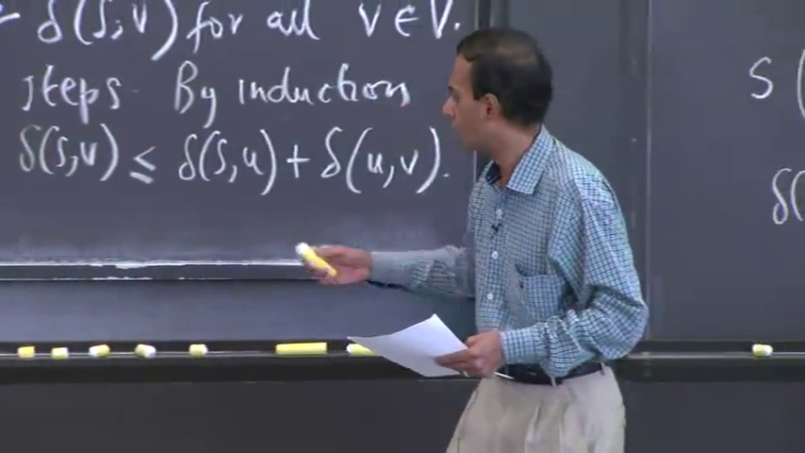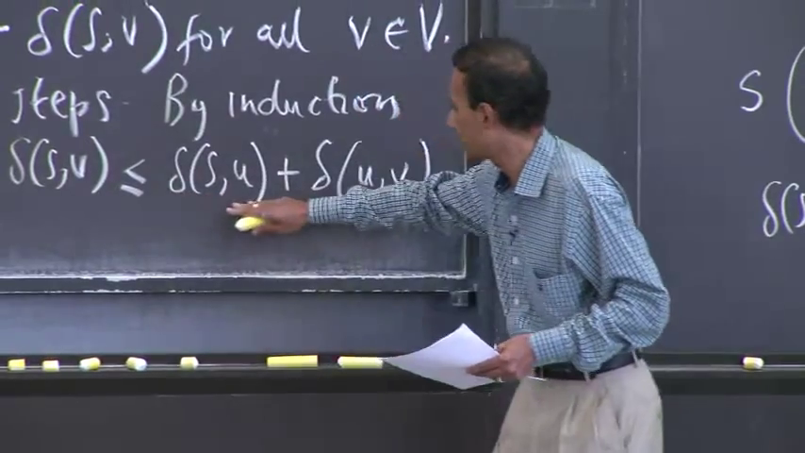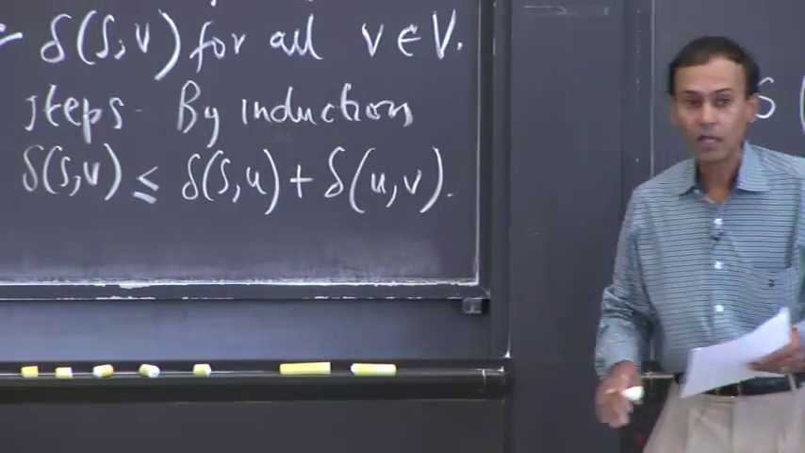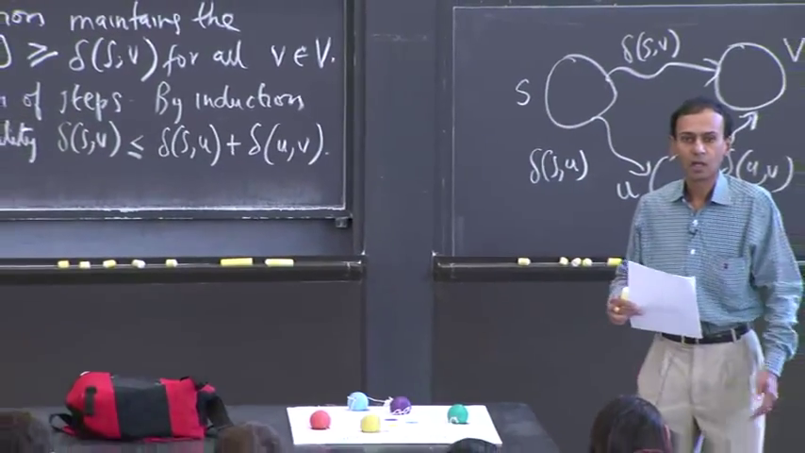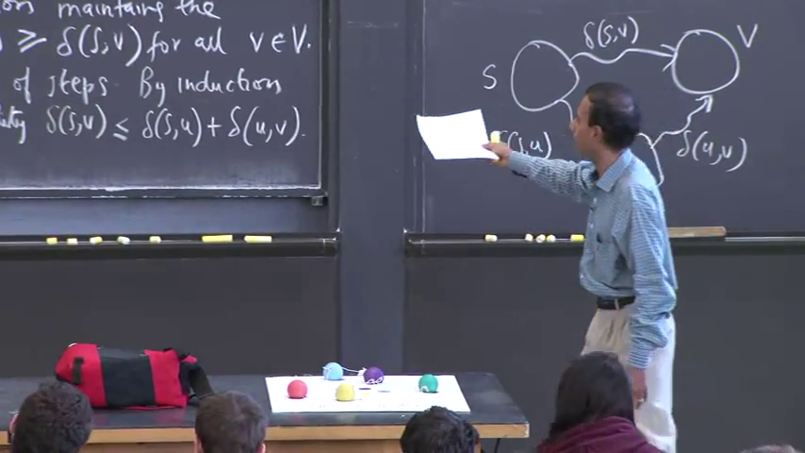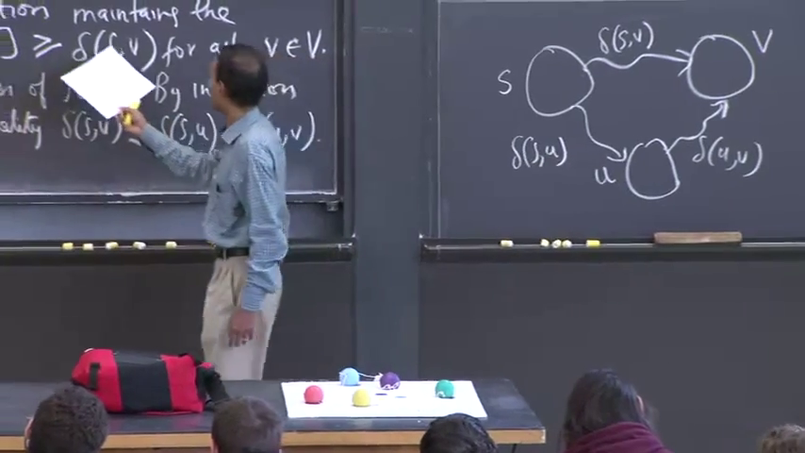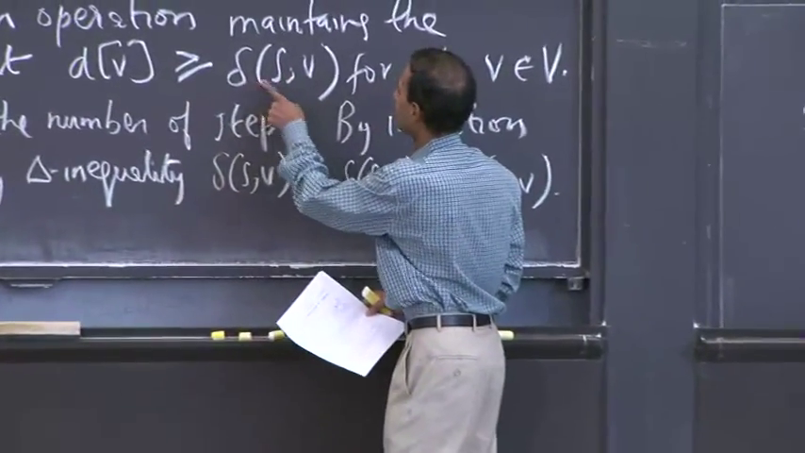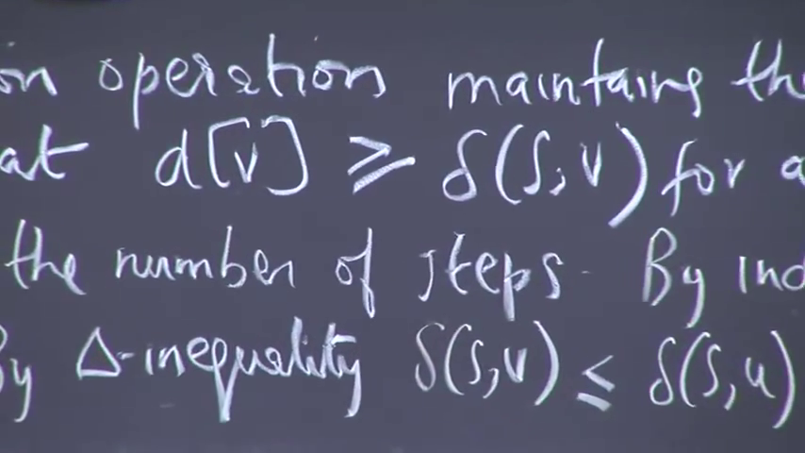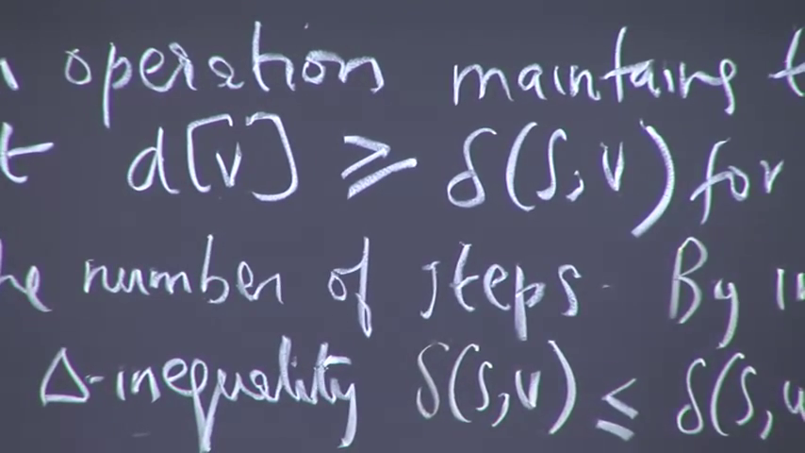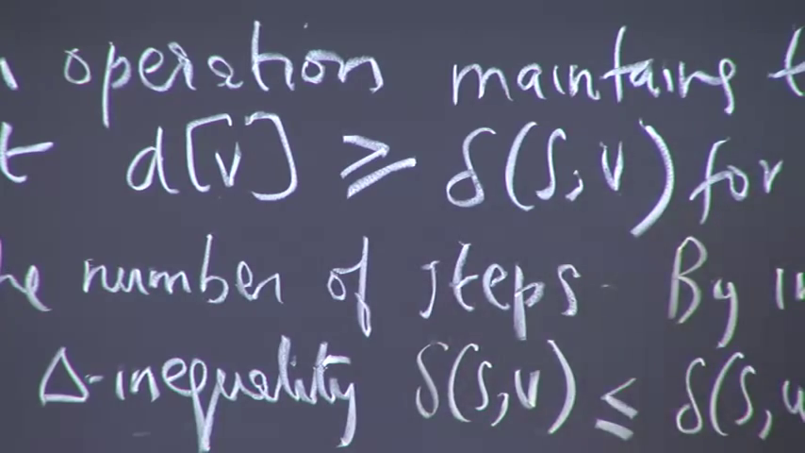What can I say now, given that what I have here? Look at these two values, and what can I say about these values? How can I prove what I want to prove, which is basically delta of S comma V should be less than or equal to D of V. Okay? That's what I want to show. I've just written it the other way here. How do I do that?